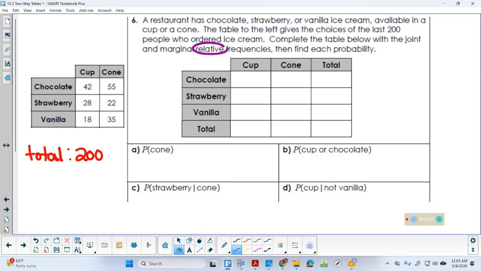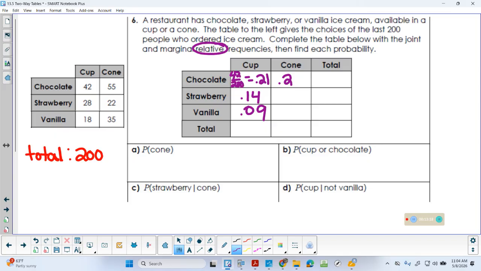So remember, this is the key word, relative frequencies. That is where we're going to take all those numbers and divide them all by what? 200, the total. So what's 42 over 200 as a decimal? Got it. What's 28 over 200? What's, I'm doing the vanilla now, 18 over 200? I'm going to do the bottoms in a minute. Let's just get these first numbers done. What's 55 over 200?